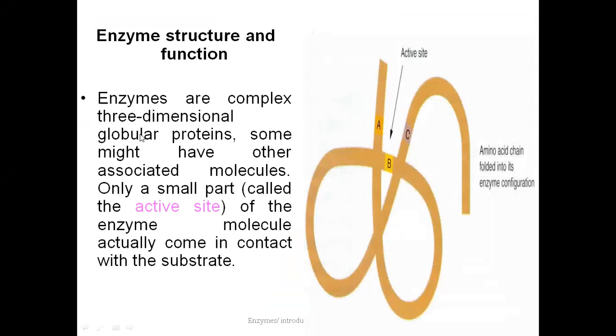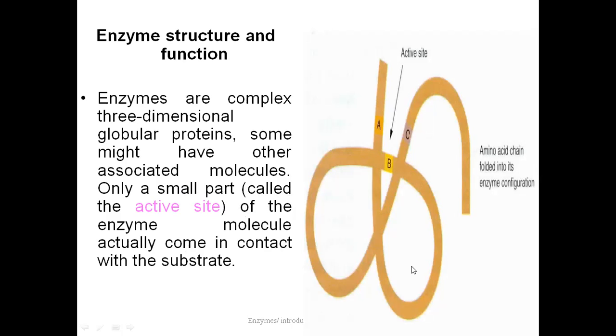Enzymes are complex three-dimensional globular proteins. They are not straight proteins. You know that proteins have three structures. I'm going to upload a lecture about the structure of proteins also very soon. Some might have other associated molecules also. Only a small part of the enzyme is very active, which is going to carry out the reaction, and that is the active site. And it actually comes in contact with the substrate.